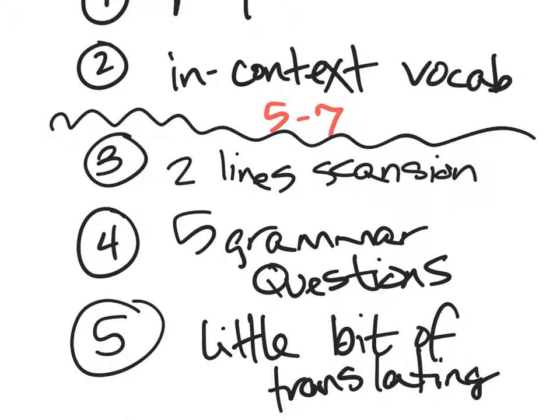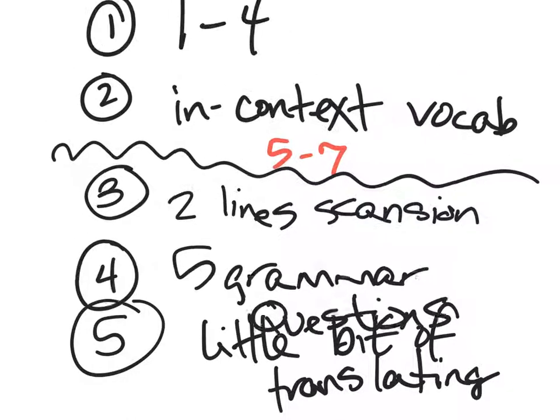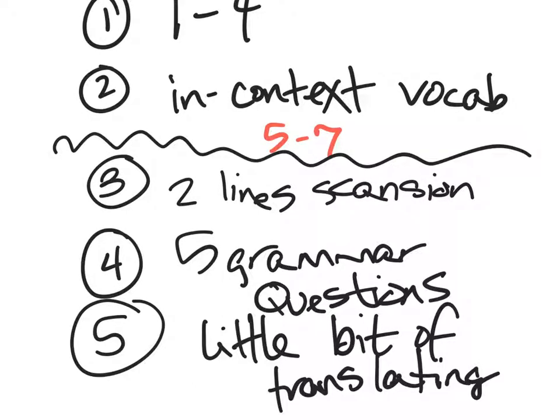Let's do some math here. Let's say I come up with 10 points in vocab. The scansion is another 8 points, because there are 2 lines, 4 each, so that's 18. Grammar questions, 5, is 23. And then the translation portion, so it should be roughly 30-ish points.